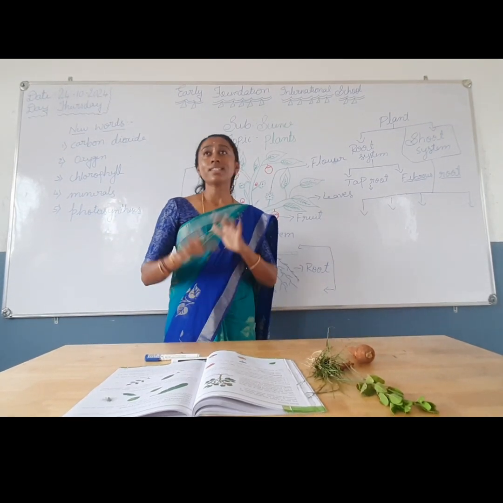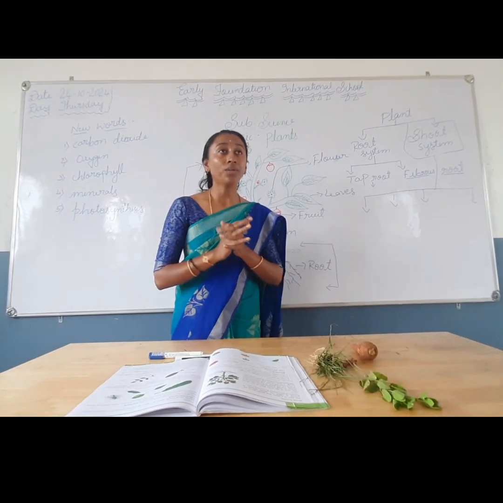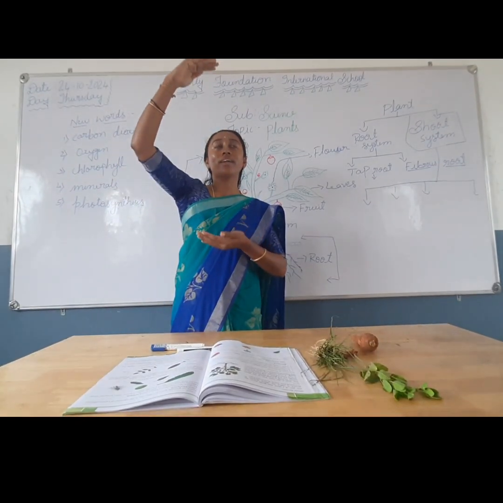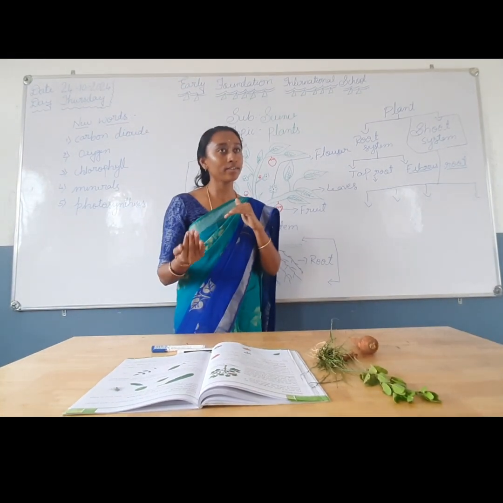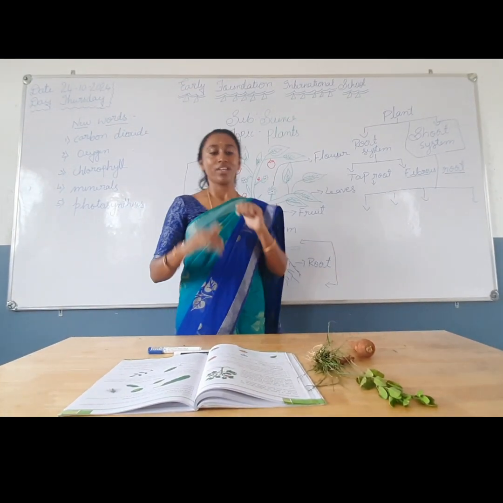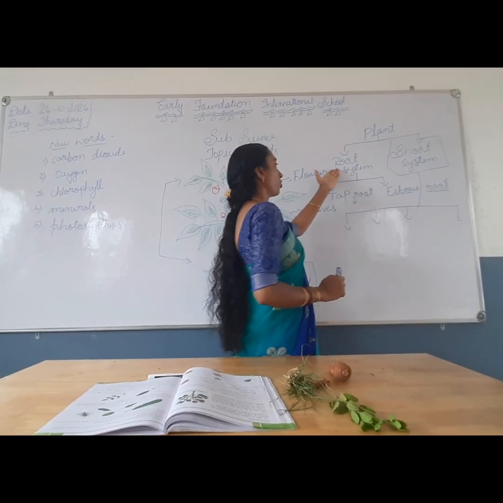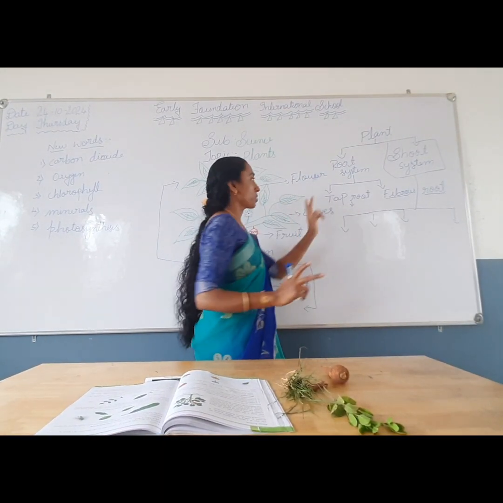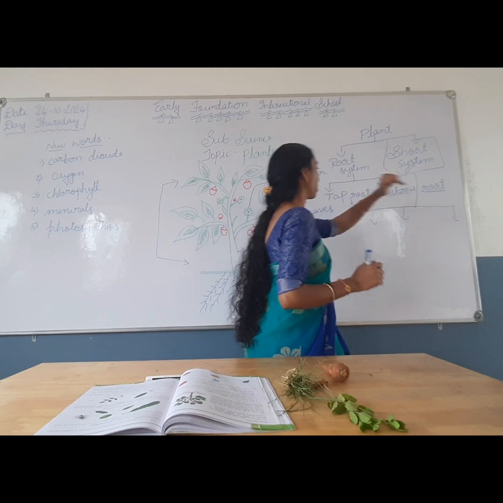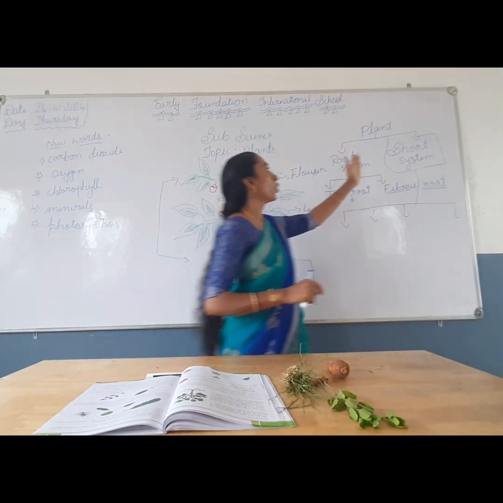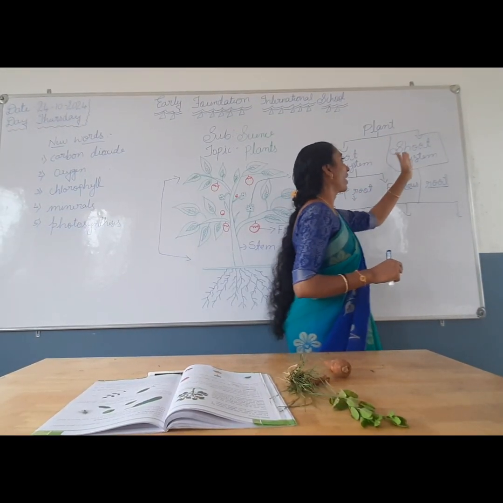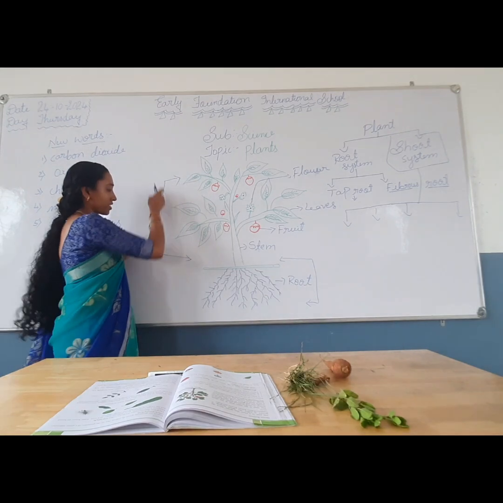Shoot system is a part of a plant that will grow above the ground, not under the ground. Under the ground means that is root system. In the root system, there are two types: taproot and fibrous root.